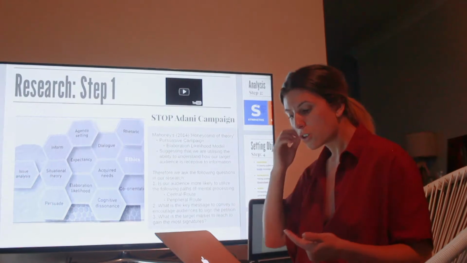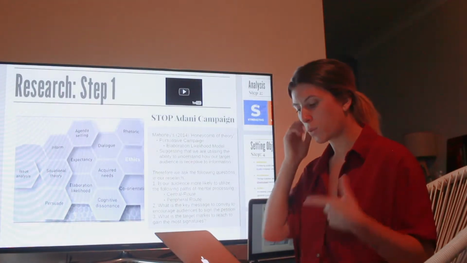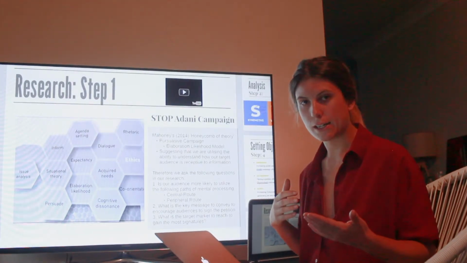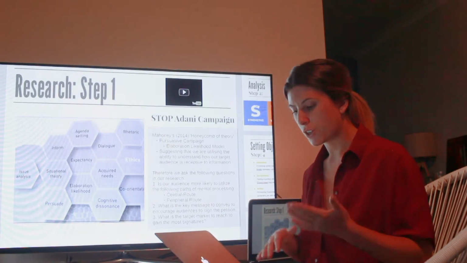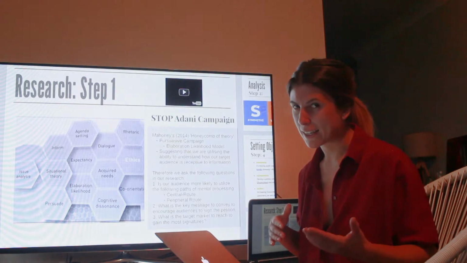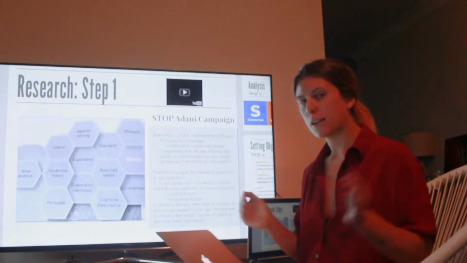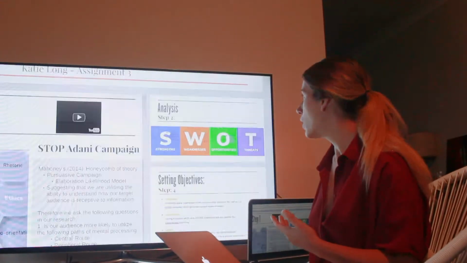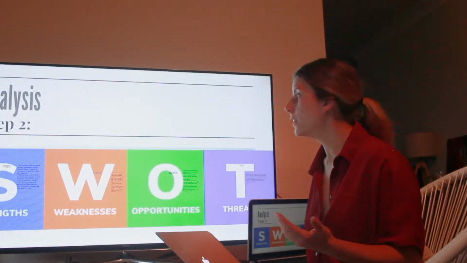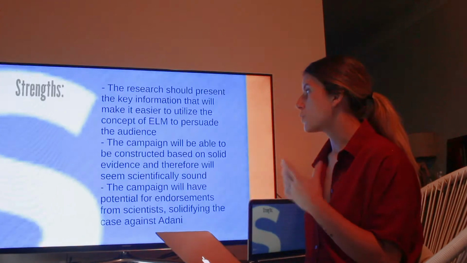So our internal questions that we're going to be asking is, what are the key factors that are associated with Adani that are posing environmental threats? And what are the key factors that are associated with Adani that are causing them to act unethically? So we're going to ask those through desk research and market research. So looking at the strength of our campaign, we're looking through the SWOT analysis.